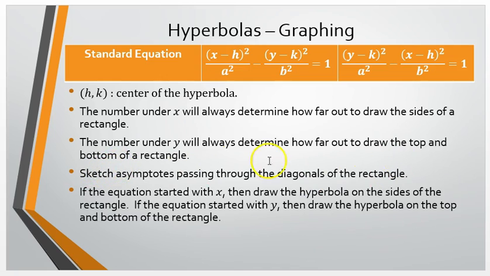Next, if you look at the corners of the rectangle that you have filled in, you will lightly sketch some asymptotes passing through the diagonals. And then the last thing you want to look at is if the equation started with an x. If you have this case, then the hyperbola should be touching the sides of the rectangle and then approaching the asymptotes on the top and the bottom. So it gets closer and closer to the asymptote, but never crosses it. If the equation instead starts with a y, so if you have the second standard form here, then the hyperbola should be just barely touching the top and the bottom of the rectangle you drew. And then again, they will go out to the sides, getting as close to the asymptotes as possible.